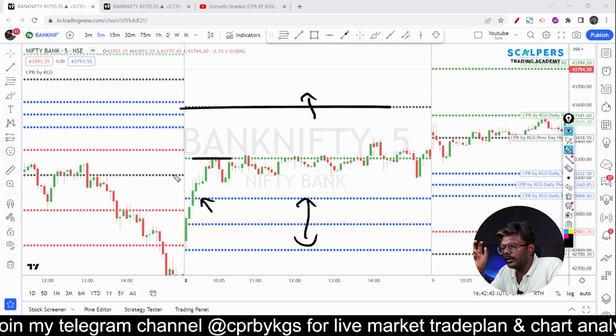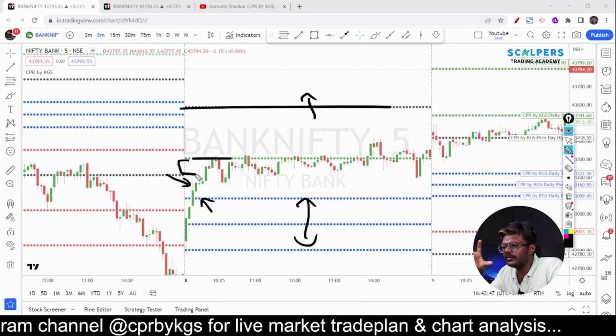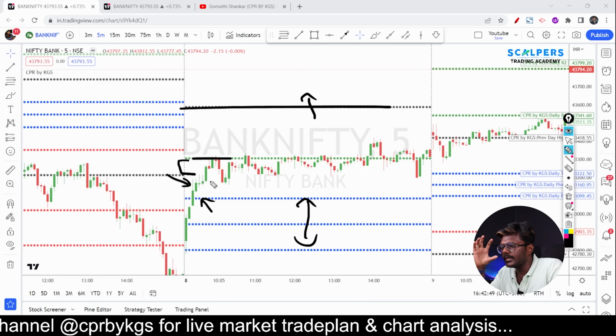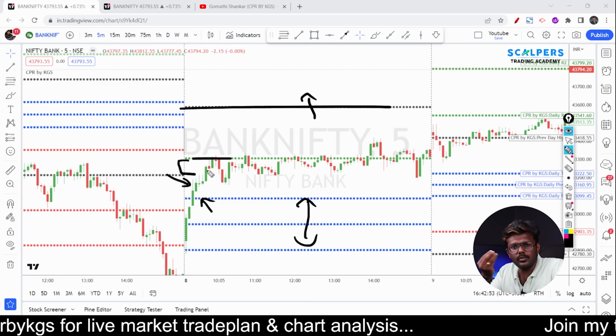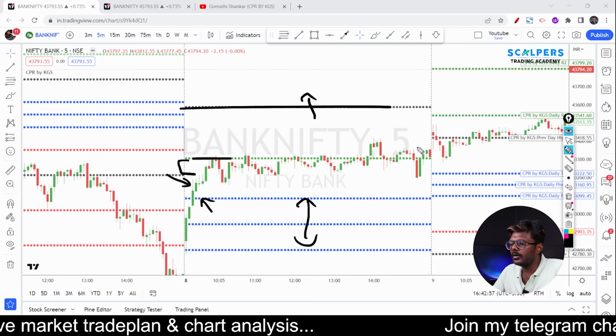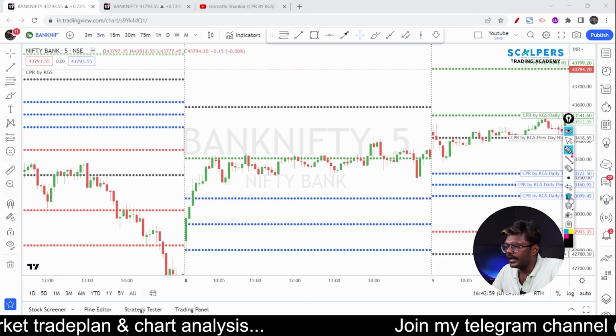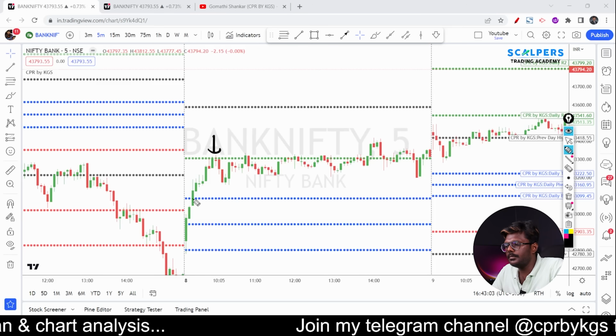Whenever you are taking a long position somewhere around these candles, make sure you have some room to book profits. If the CPR is very close or if the resistance is very close, you cannot book profits properly because the premiums will not increase. And again, can I look for a short opportunity over here? Yes, you can look for a short till CPR.